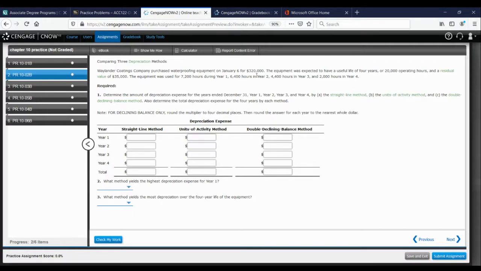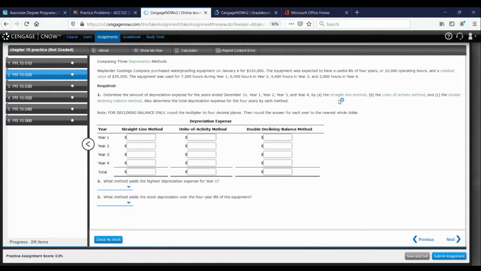The equipment was used for 7,200 hours during year 1, 6,400 hours in year 2, 4,400 hours in year 3, and 2,000 hours in year 4. What they want you to do in this problem is to determine the amount of the depreciation expense for the years ending December 31st in year 1, 2, 3, and 4. And they want you to use, first of all, the Straight-line Method.